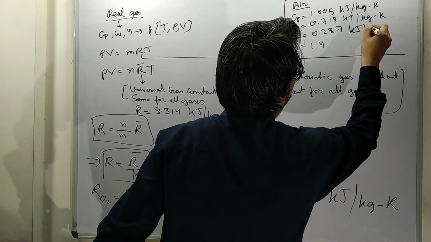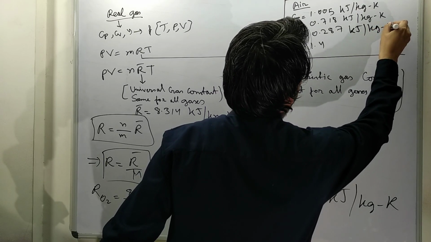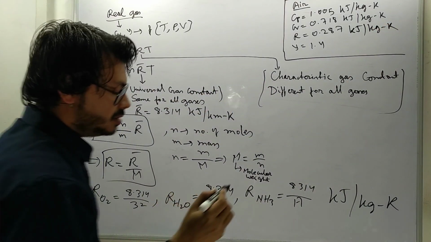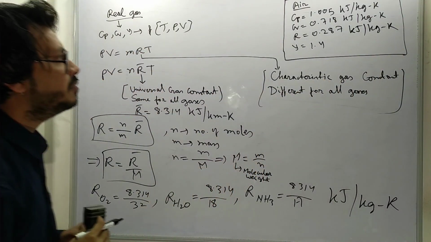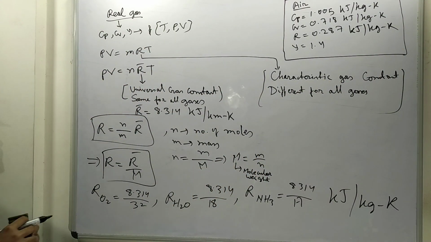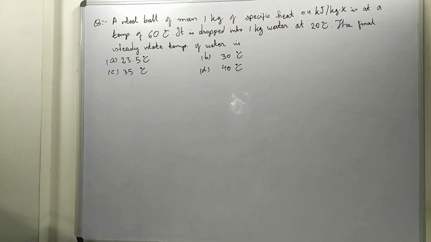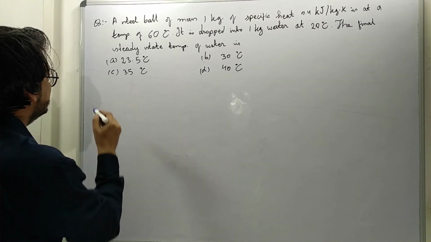kilojoule per kg Kelvin. This is the value of Cp, Cv, R and gamma for air, which is treated as an ideal gas. Now let us see one question.